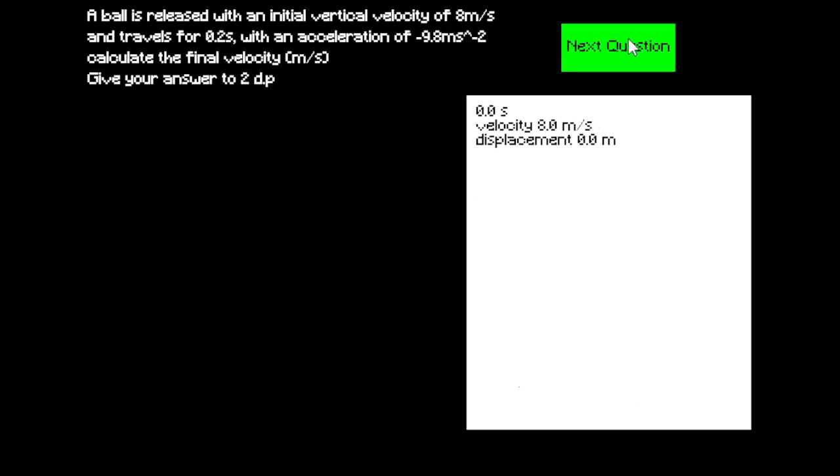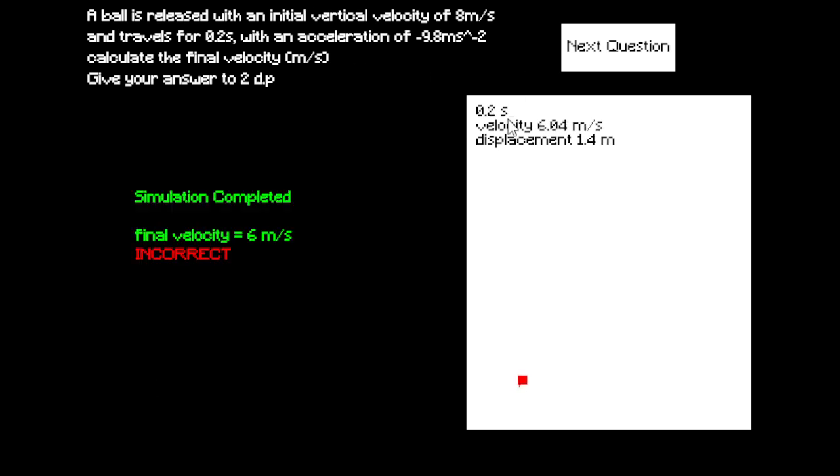Because it's random, each time you'll get a different question. I'll just try to get a final velocity question. Yep. So it tells you the initial velocity, travels for 0.2 seconds, tells you the acceleration, and this time it wants the final velocity. When you put in your answer, it will run the simulation. It only did it for 0.2 seconds, and the final velocity is 6. It tells you that there, and it was incorrect. And that's it.